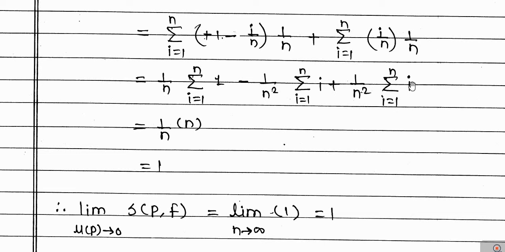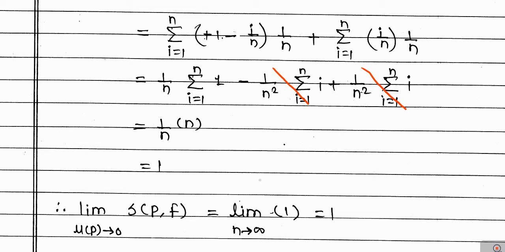If you observe here, the second term and third term are exactly the same with opposite signs, so they get cancelled. What is left is only one term, the first term.